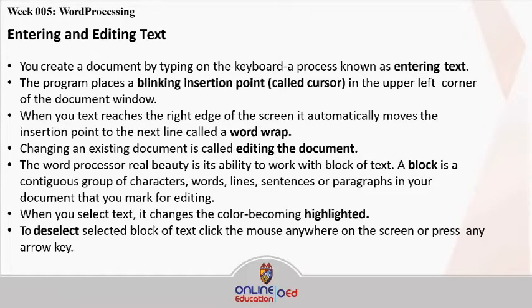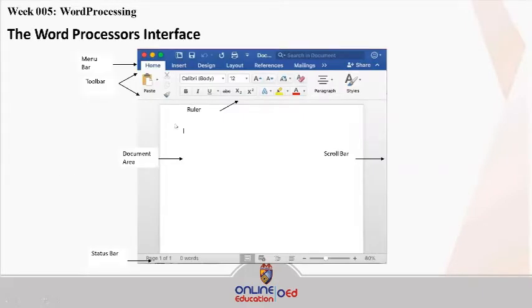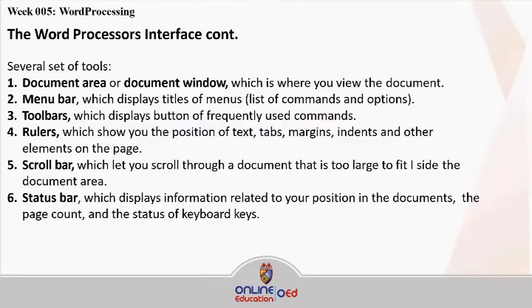So the program places a blinking insertion point called the cursor. So for you to identify which part are you going to enter the text, meron siyang blinking insertion point or yung tinatawag nating cursor. It is in the upper left corner of the document. So balik tayo dun sa ating image kanina. So this part, ito yung ating insertion point. So pag actual yan, nagbi-blink yan. So meaning dyan natin tayo mag-i-start or dyan tayo mag-i-insert ng text or ng graphics.